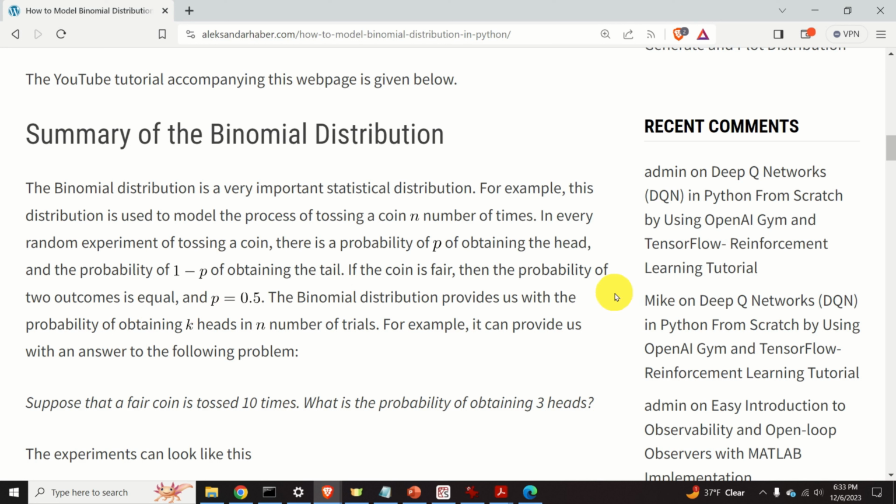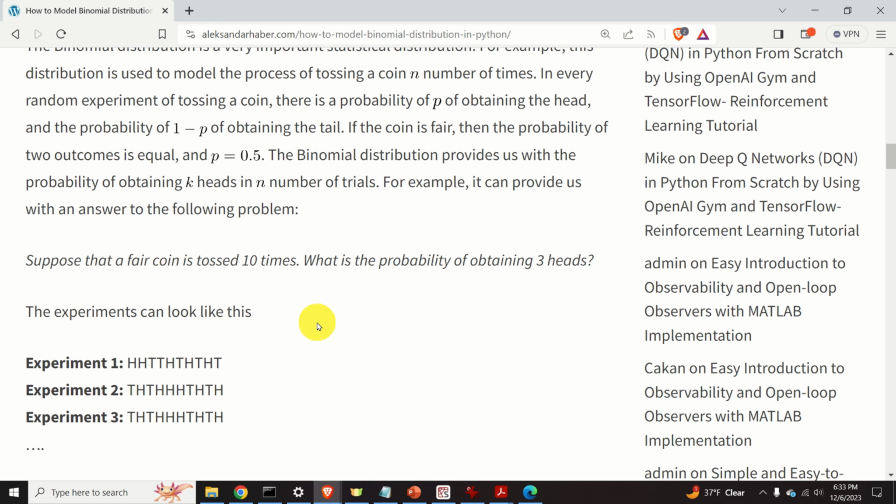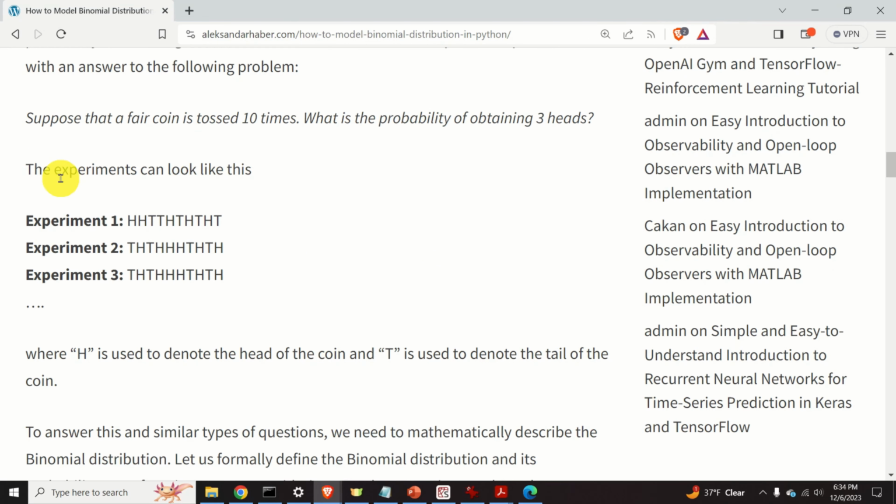The binomial distribution provides us with the probability of obtaining k heads in n number of trials. For example, it can provide us with an answer to the following problem. Suppose that a fair coin is tossed 10 times. What is the probability of obtaining 3 heads? For example, the random experiments can look like this.